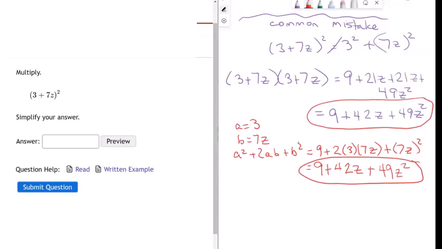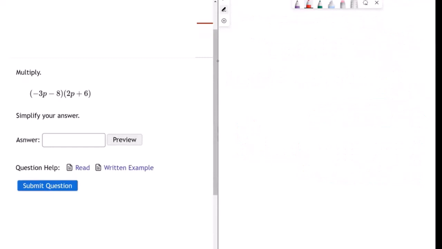This is another special case. Don't do this. This is wrong. Notice I would get 9 plus 49z squared, but I would lose my middle term by doing it that way. A binomial times a binomial, we just FOIL.